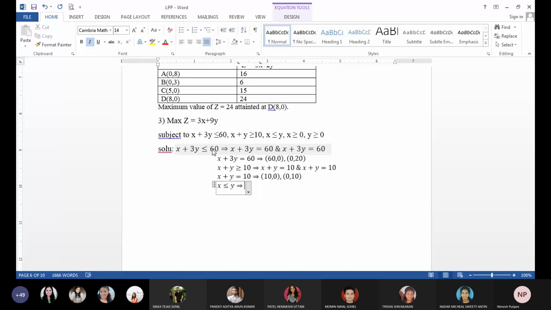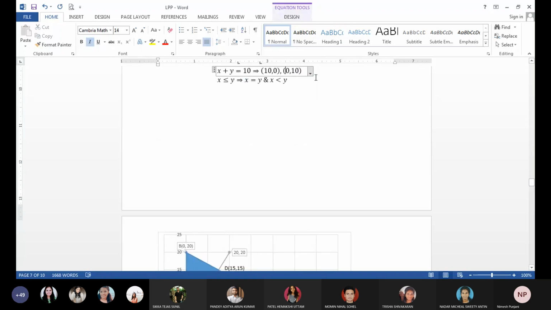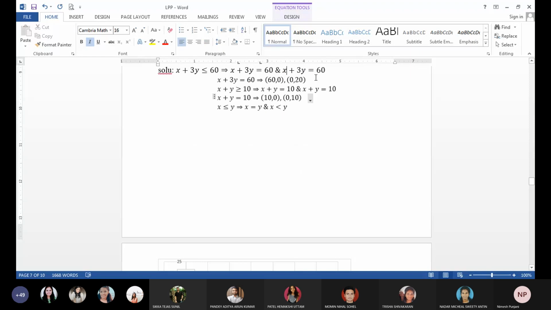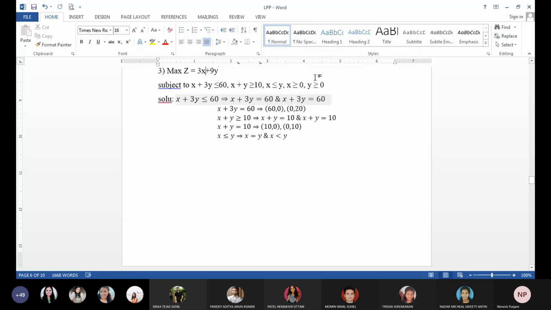X is less than or equal to y. This will give you x equal to y and x is less than y. And x equal to y will be a line which will be passing through origin. So you tell me once you get the feasible region, then I will show you the diagram, what I am getting, then we will compare.